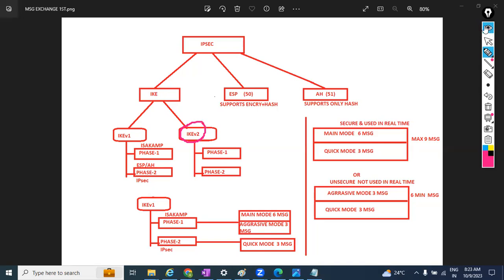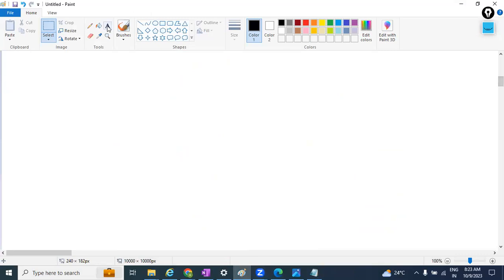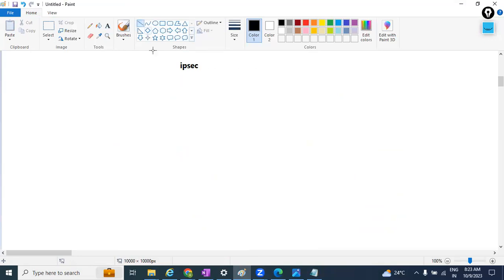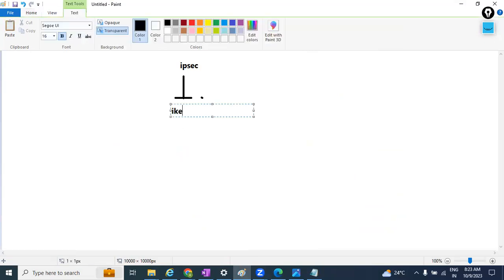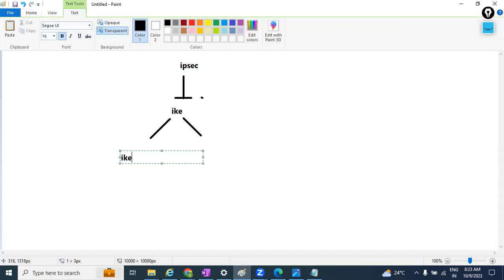Now, this is clear up to here, guys, everybody has done. So we are talking about, as I started, IPsec as the collection of protocols. One protocol we have is IKE. It has 2 versions: the first one is IKEv1 and the second is IKEv2.